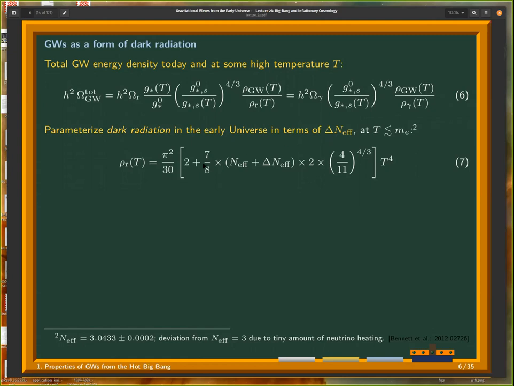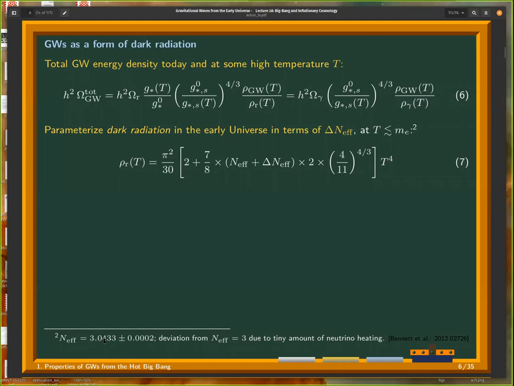This is valid for temperatures below the electron mass, so electron positron annihilation in the early universe has taken place already. The neutrino bath has a different temperature compared to the photon bath. This explains this numerical factor back here. And then we have the standard model prediction for the number of neutrino species. It's roughly 3. The exact value is given down here. It's not exactly 3 if you perform a precision calculation, because during electron positron annihilation, the neutrinos will also be slightly heated, and that will give a correction at the percent level to this prediction of the standard model.